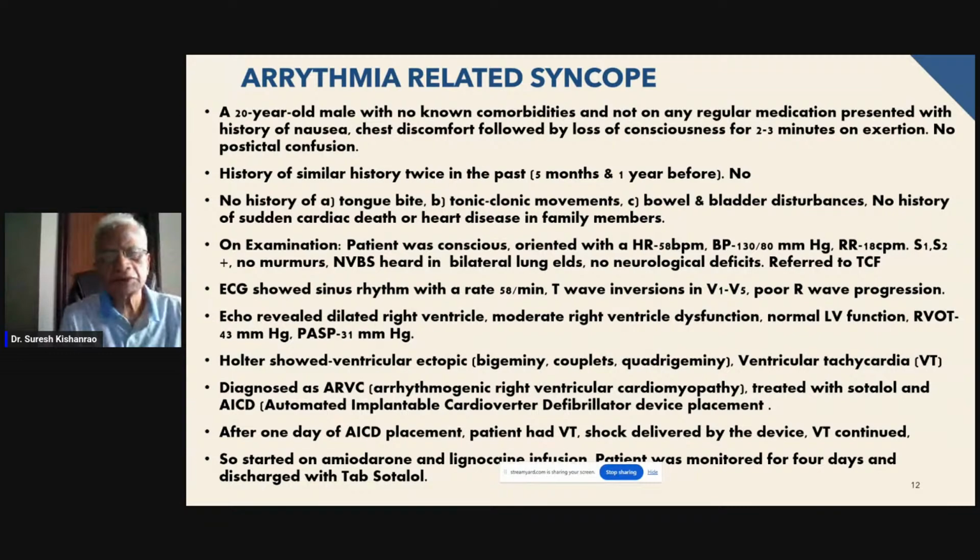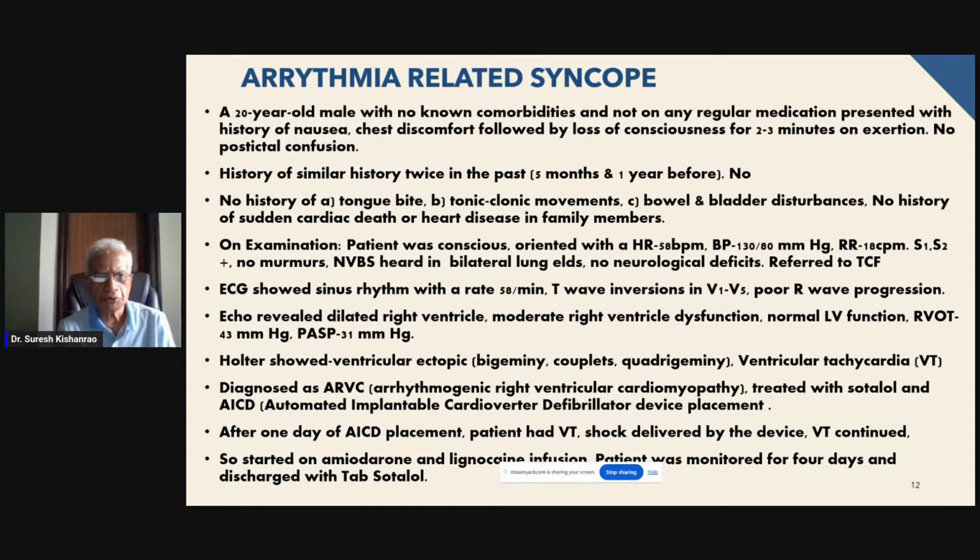Arrhythmia-led syncope. A 20-year-old male with known comorbidities, irregular in medication, came to us with a history of nausea, chest discomfort, followed by loss of consciousness for about 3 minutes. That is on exertion after doing exercise. There was no confusion.